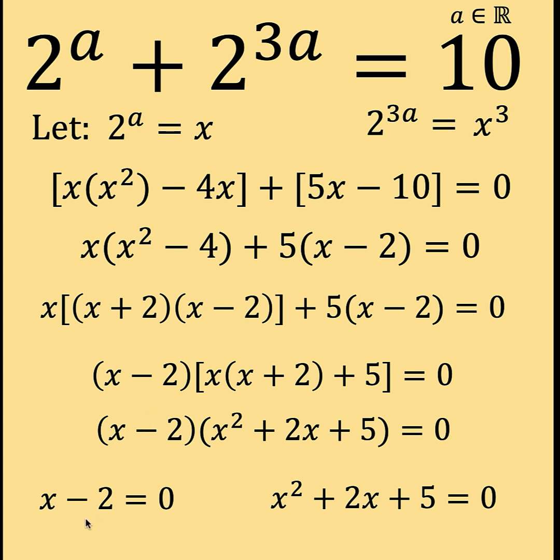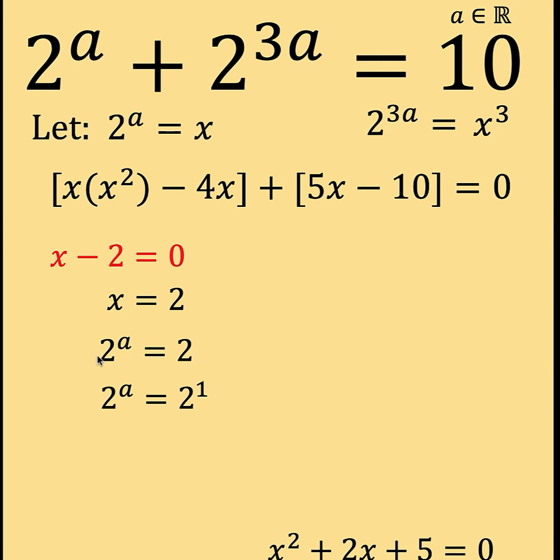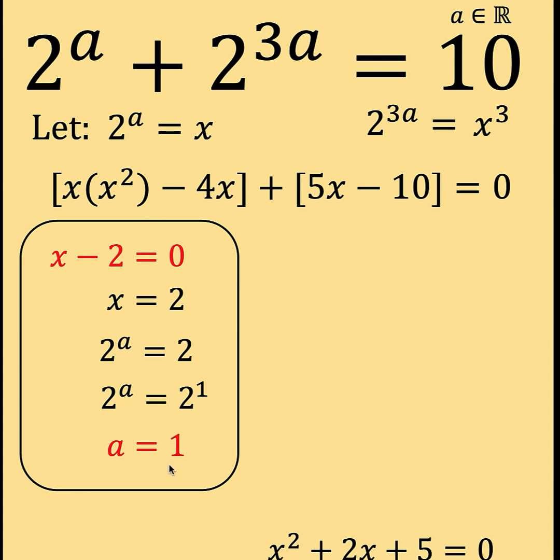Now, let's solve first the first case. X minus 2 equals 0. Adding 2 to both sides of this equation, we arrive at x equals 2. And since x is equal to 2 raised to a, then we now have this equation 2 raised to a equals 2. Any number is implied to have an exponent of 1. And so we can write this further as 2 raised to a equals 2 raised to 1. When you have two equal exponential numbers with the same base, then their exponents must be equal. And so we now confirm that a indeed is equal to 1. And this is one of those three roots that we are looking for.